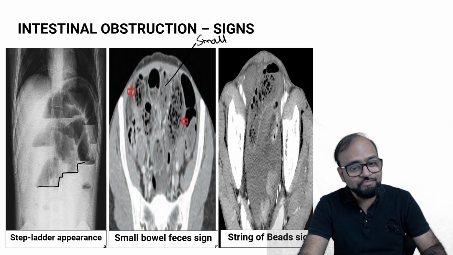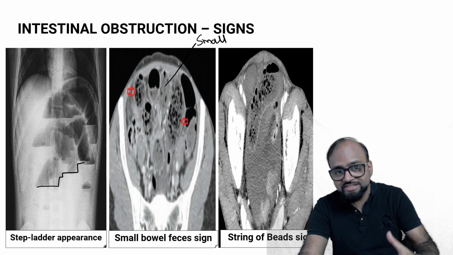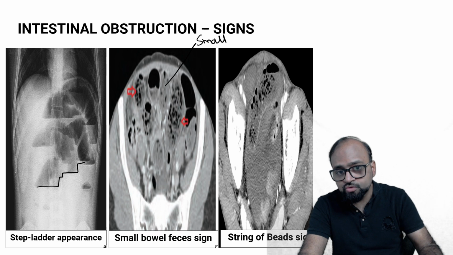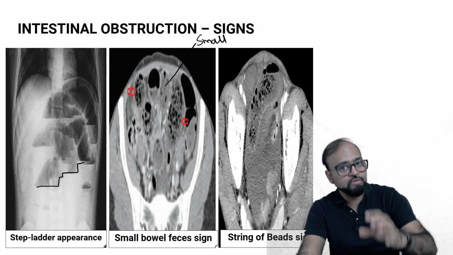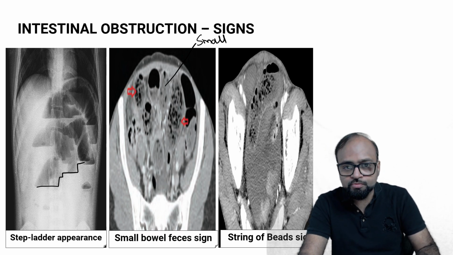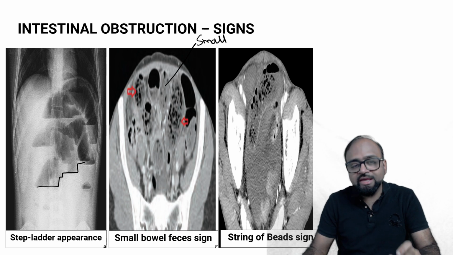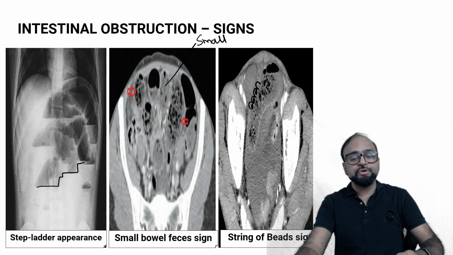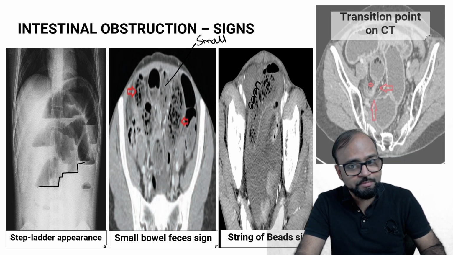This is given a name. This is called a small bowel feces sign, right? This content is normally seen within the colon, but when you see this because of the stasis and obstruction within the small bowel lumen, this is called small bowel feces sign. The air specks may get trapped between the valvulae conniventes of a small bowel, right? This is going to give rise to a string of beads appearance, right?